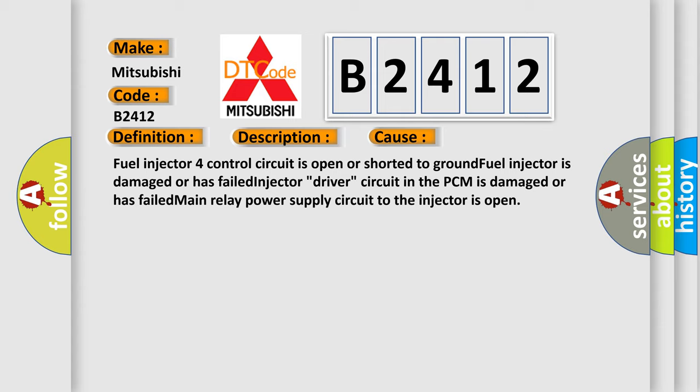Fuel injector 4 control circuit is open or shorted to ground. Fuel injector is damaged or has failed. Injector driver circuit in the PCM is damaged or has failed. Main relay power supply circuit to the injector is open.